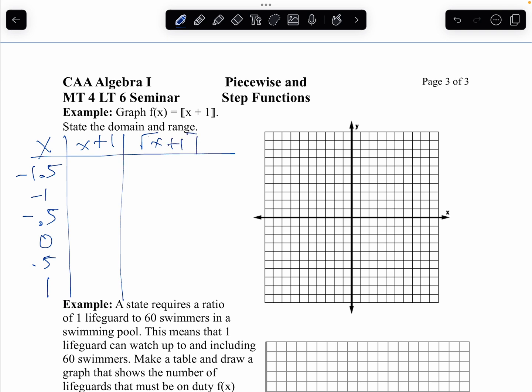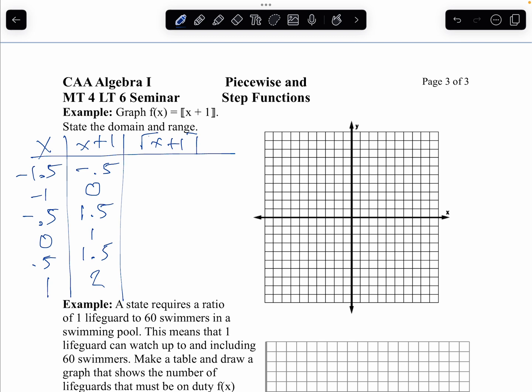So negative 1.5 plus 1, well, that's negative 0.5. Negative 1 plus 1 is 0. 0.5 plus 1 is 1.5. 0 plus 1 is 1. 0.5 plus 1 is 1.5. And 1 plus 1 is 2.